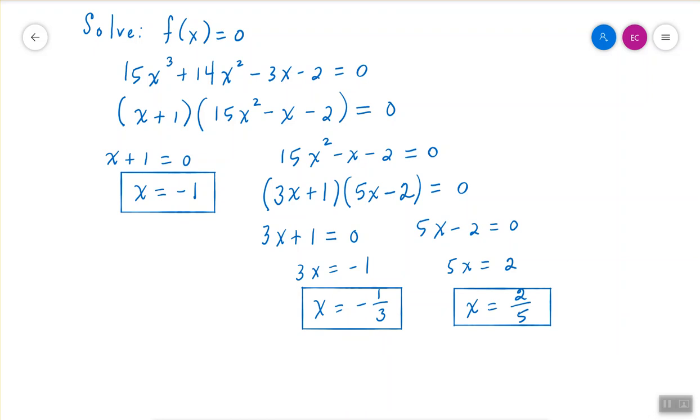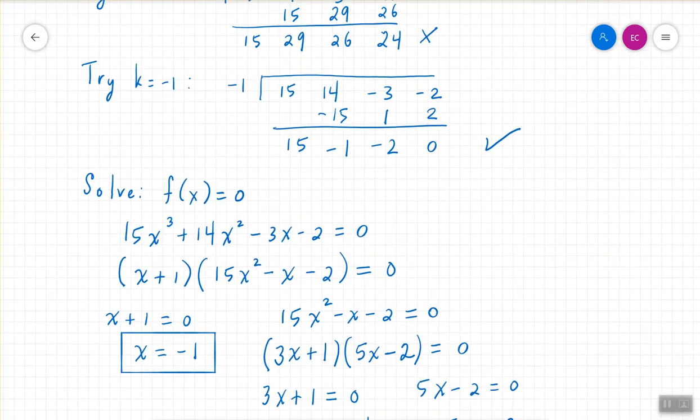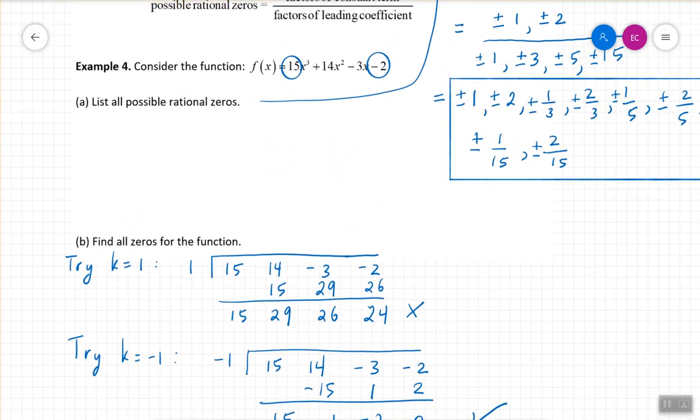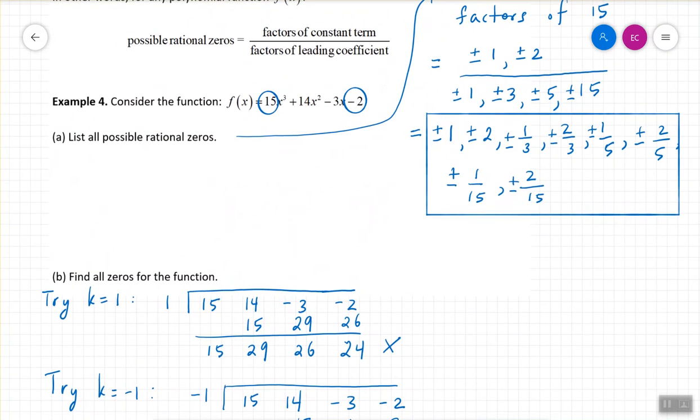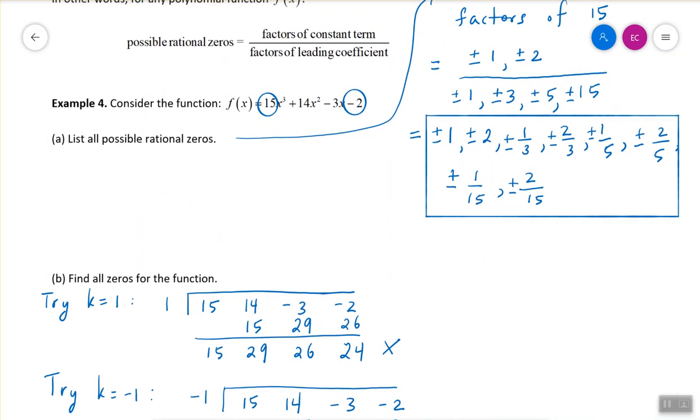And we're done. I'd like to just point out one more thing before we go, and that is there are actually 3 rational zeros, right? Negative 1/3 is a rational number, and 2/5 is a rational number. And if you go back up and look at your answer from part A, you see that negative 1/3 and positive 2/5 were in our list.